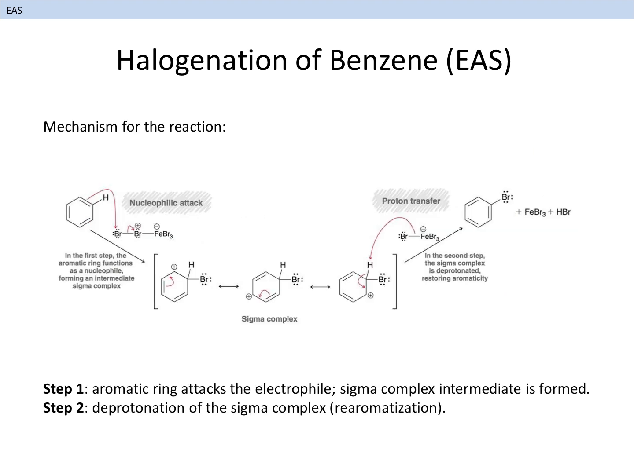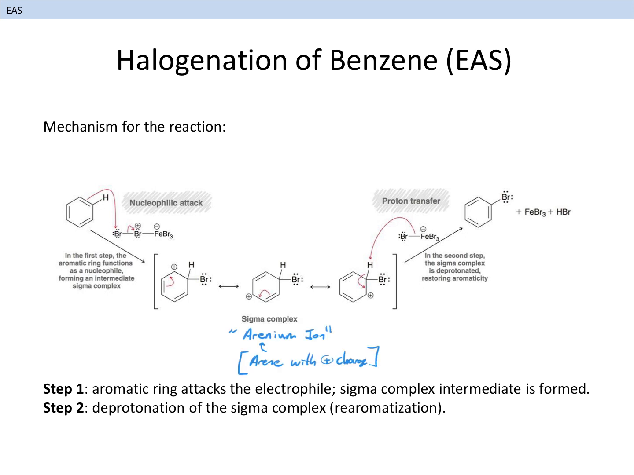The mechanism can be broken down into two main steps: nucleophilic attack and proton transfer. Step 1. Nucleophilic attack. In the first step, the benzene ring acts as a nucleophile and attacks the activated bromine electrophile. This interaction forms an intermediate known as a sigma complex or arenium ion.